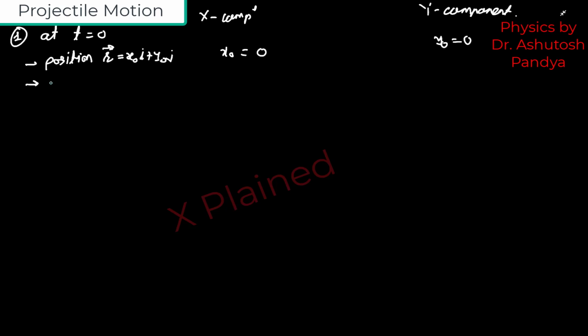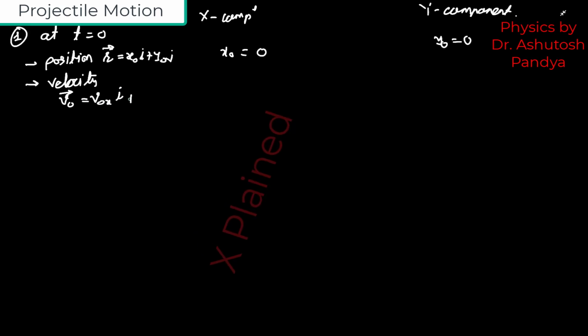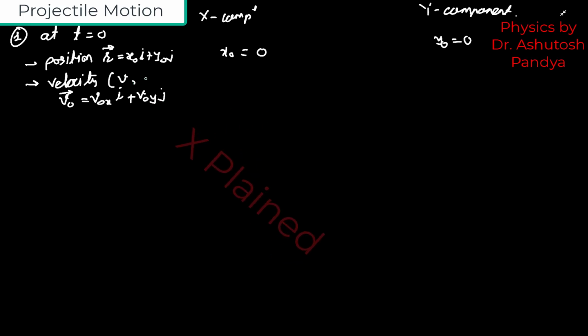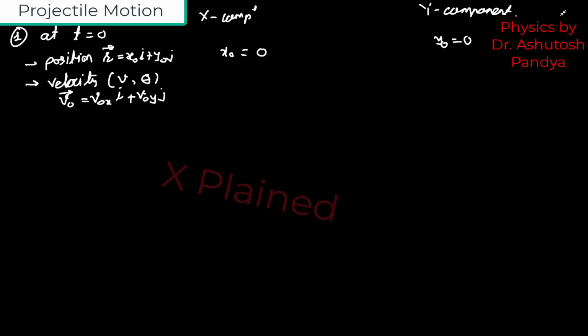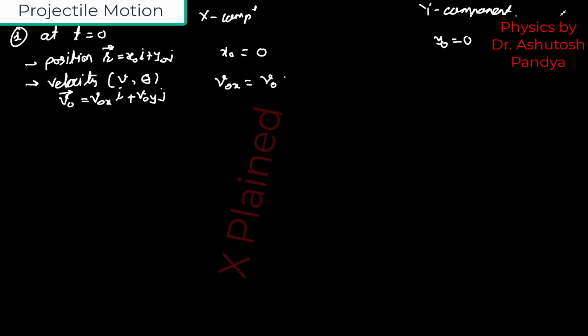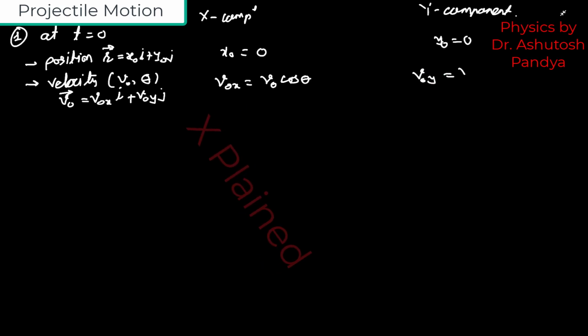Now the next quantity which we need is velocity. Initial velocity v0. And it will also have two components, v0x plus v0y. Here we are considering the magnitude of velocity is v0 and angle with positive x-axis is theta. That's why its x component will be v0 cos theta and y component will be v0 sin theta.